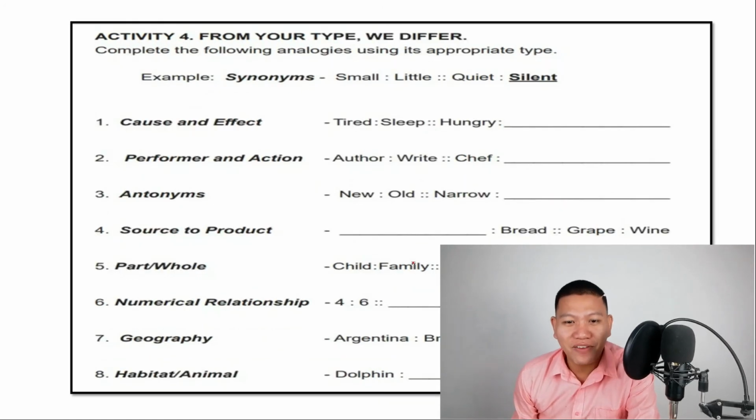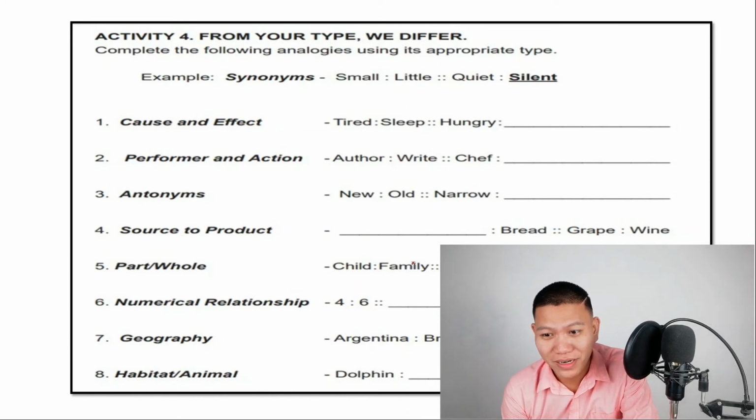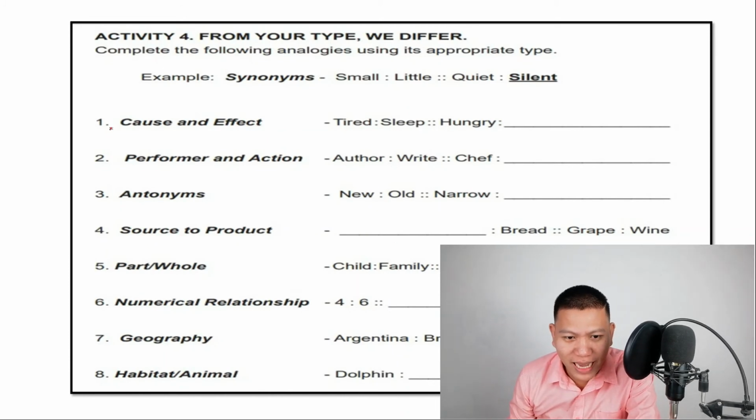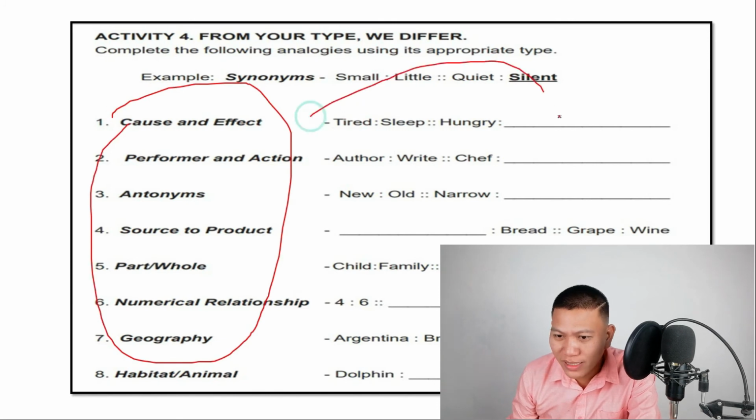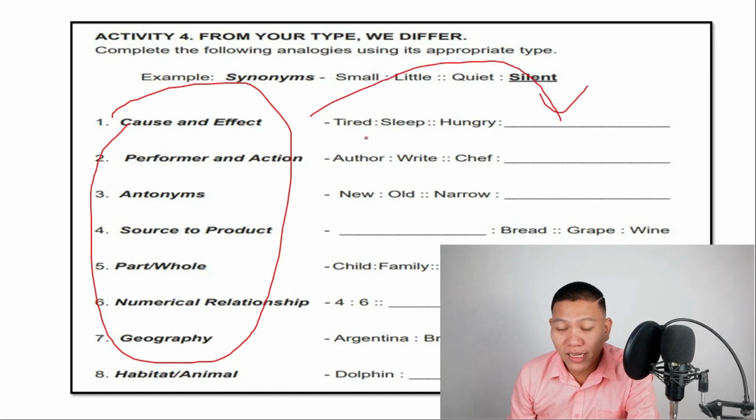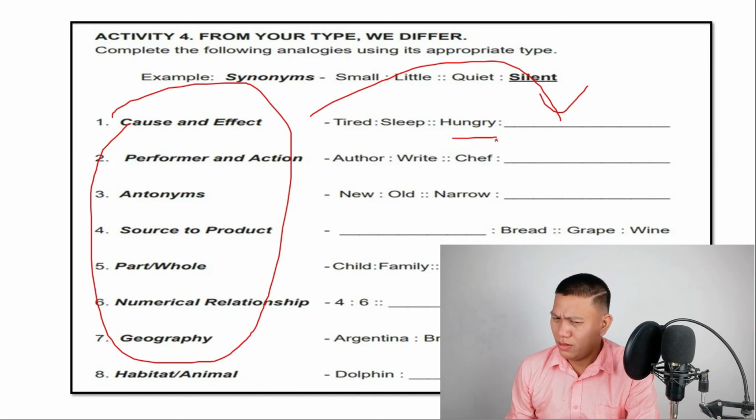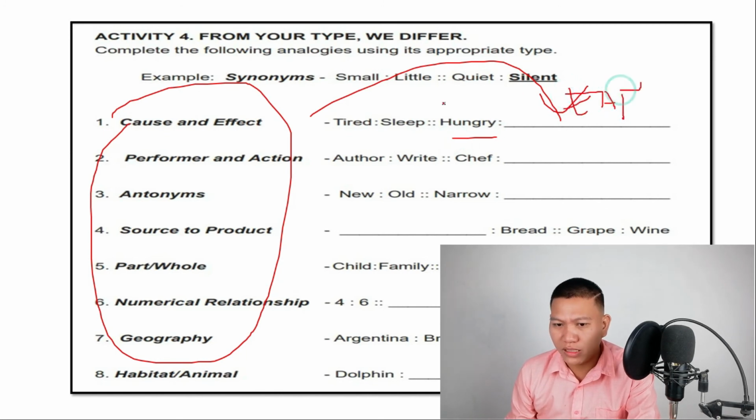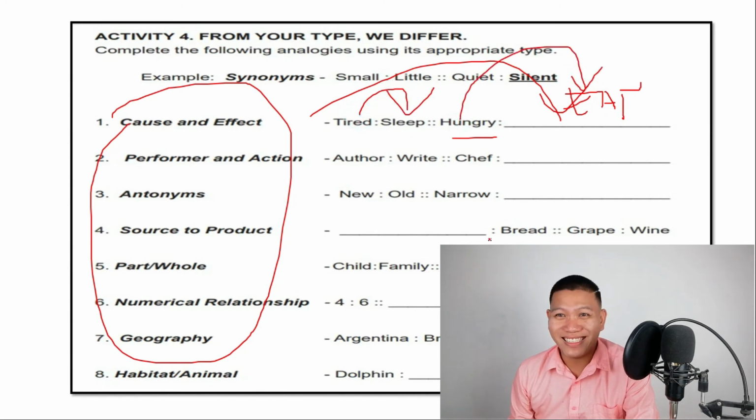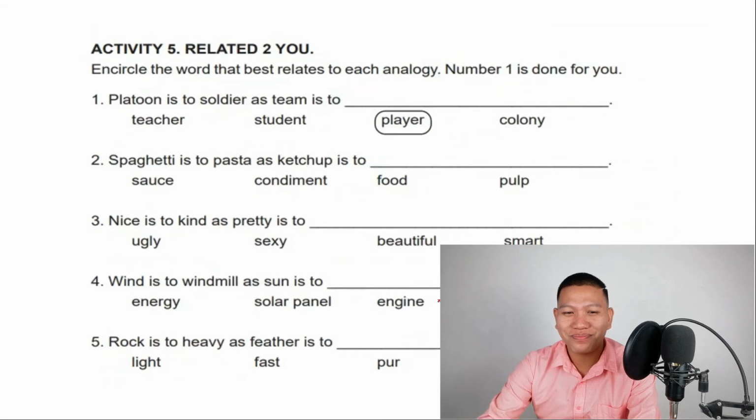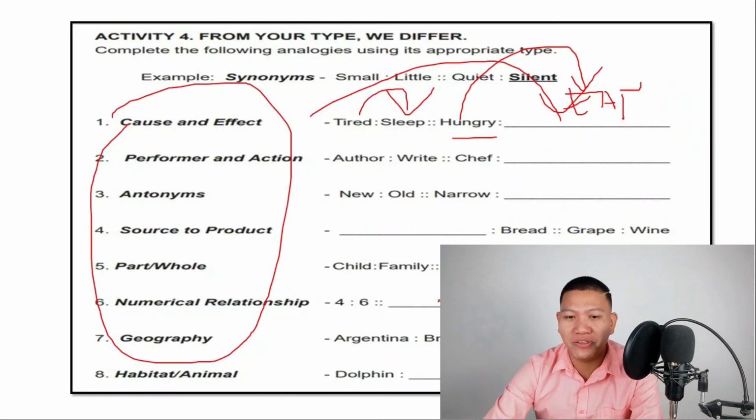Okay. Activity 4. From your type, we differ. We will follow the given types here and then supply the needed word. Tired is to sleep. Hungry is to, maybe, eat. If you are tired, you will sleep. So if you are hungry, you will eat. You get it? So you may continue answering the others.